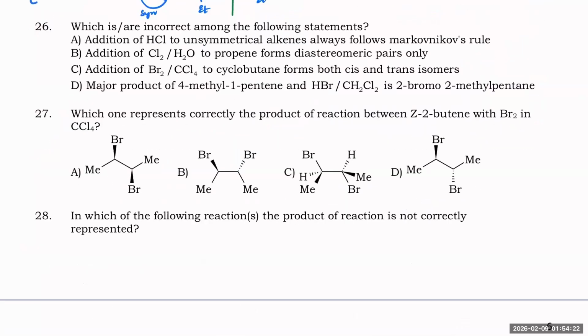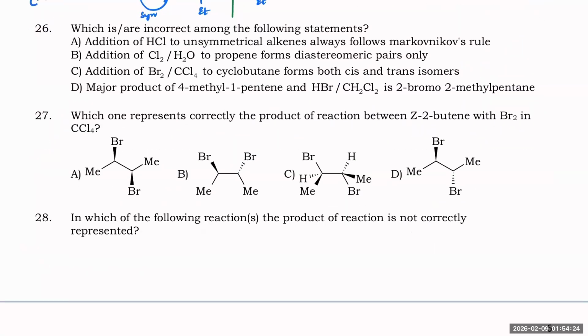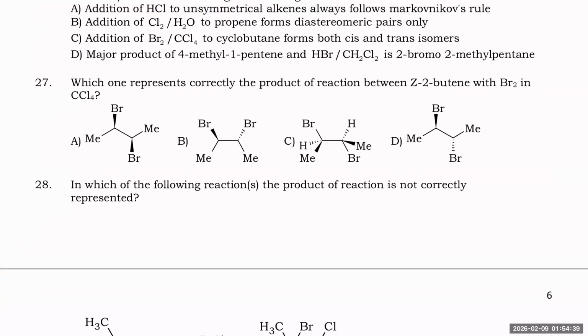Next, 26. Which is or are incorrect among the following statements? Addition of HCl to an unsymmetrical alkene always follows Markovnikov addition, which is true. Sorry, my mistake. Always is incorrect, because I told you a case as well like this.